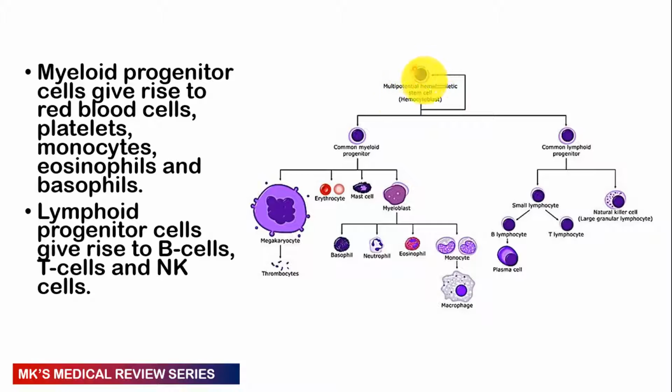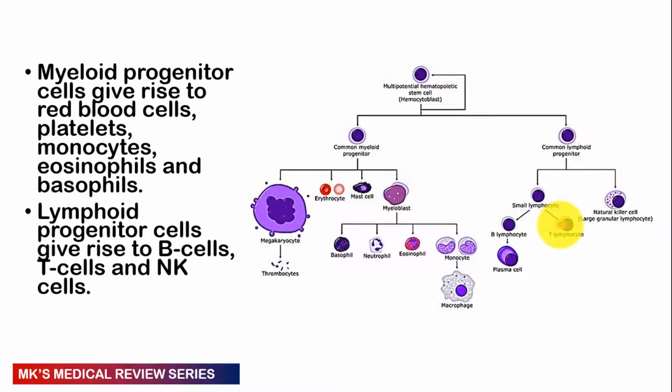Here you have your multipotent or multipotential hematopoietic stem cell, also known as the hematocytoblast, or you can call it a hemocytoblast. This can divide into predominantly two progenitor cells, a common myeloid progenitor cell or a lymphoid progenitor cell. The lymphoid progenitor cell can give rise to a small lymphocyte or a large granular lymphocyte. The large granular lymphocytes are also known as the natural killer cells. These small lymphocytes give rise to either B cells that can further differentiate into plasma cells that produce antibodies, and T cells.